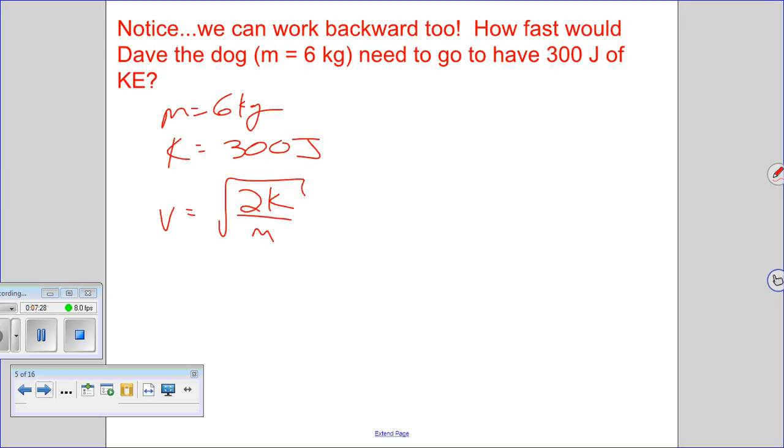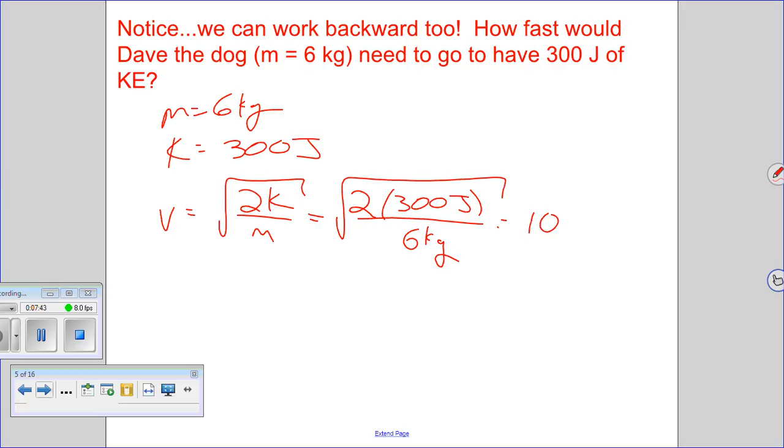So just plug in your numbers. The idea is that kinetic energy is going to determine the velocity, right? So we're just kind of working backwards here. So you get 2 times 300 joules divided by your mass. Don't forget your square root. So you're going to get the square root of 100. So it just gives you 10 meters a second.